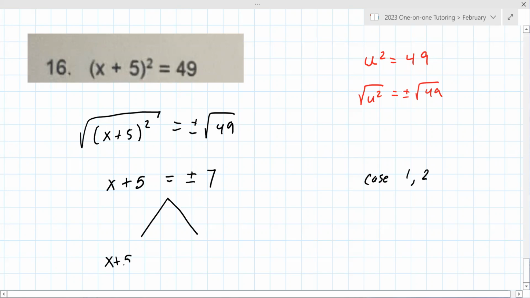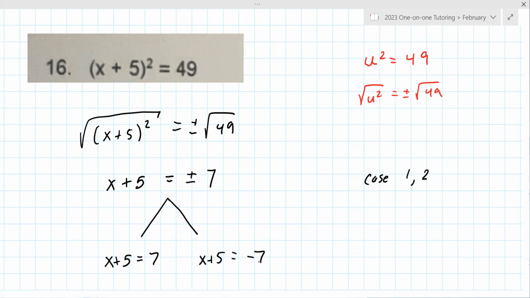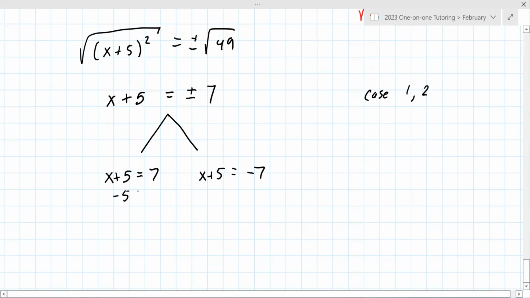It just becomes 2 equations. It's x plus 5 equals the positive number, x plus 5 equals the negative number. They're both true. You have to solve both of them. Okay, and that means you're not quite done. You got to subtract 5 from both sides. So x equals 2, x equals minus 12.